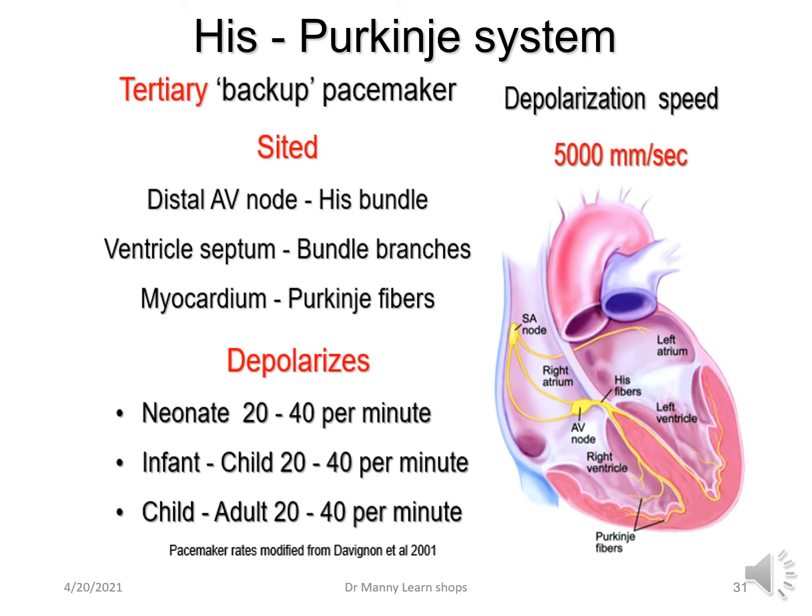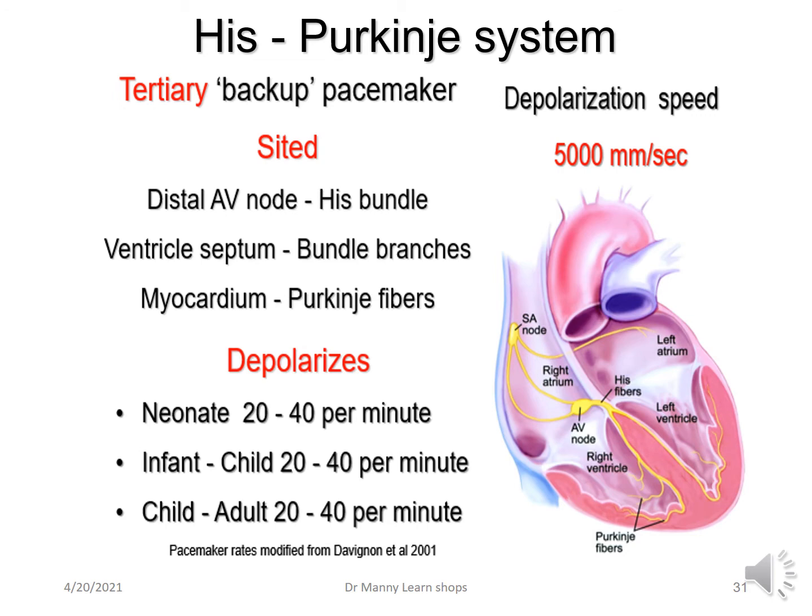And the His-Purkinje system consists of the following: the distal AV node, the His bundle, the ventricular septum has got the bundle branches right and left, and the ventricular myocardium has got the Purkinje fibers. And it depolarizes at a generic rate between 20 and 40 beats per minute in all three populations: neonate, infant, child, adolescent, or adult.